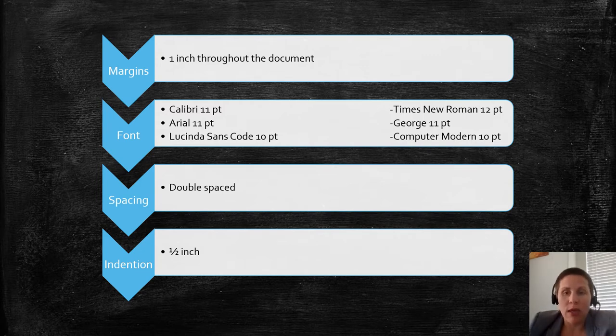I have to admit, I've been using Times New Roman 12 point since I was in college, which was a while ago. So that is what's most comfortable to me. And to be honest, the fonts will affect your page requirements. So if you're using Arial 11 point, you're going to have to write more to reach the same page requirement that it would be for Times New Roman 12 point.